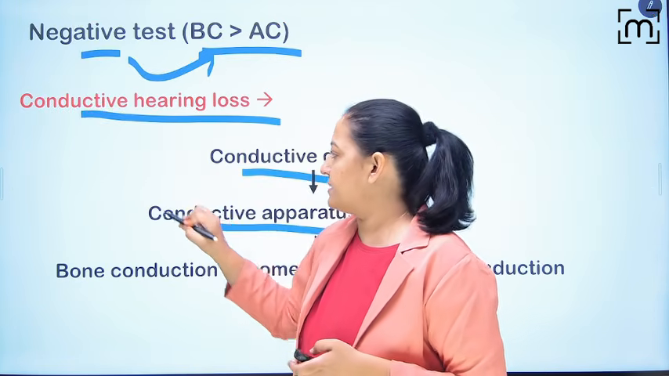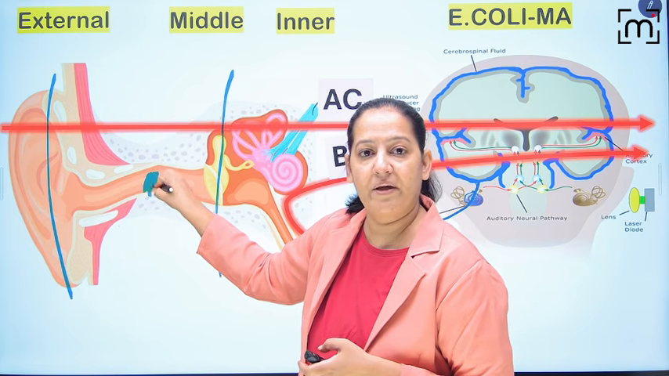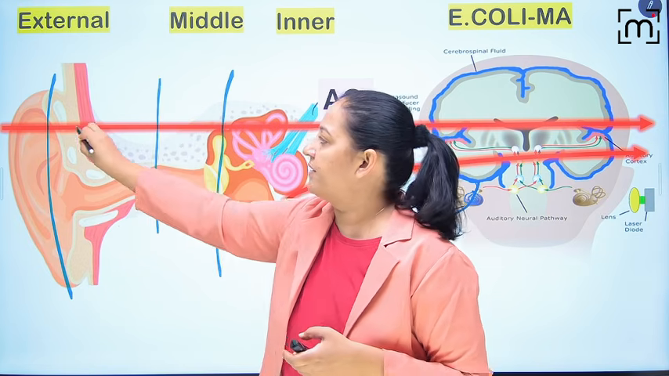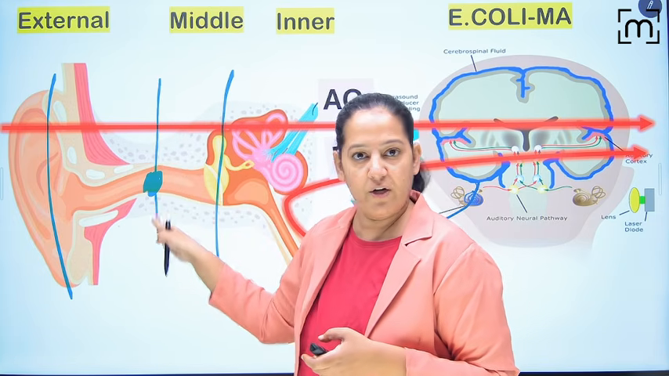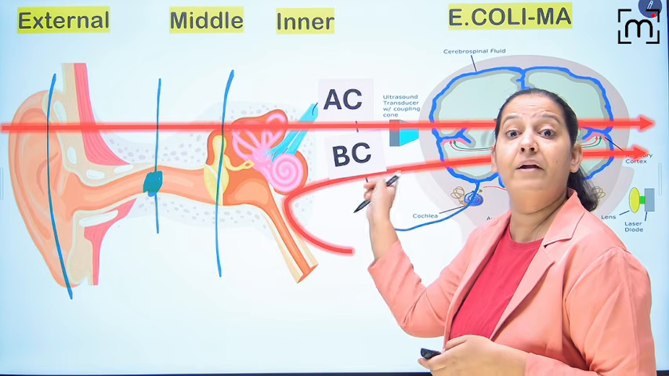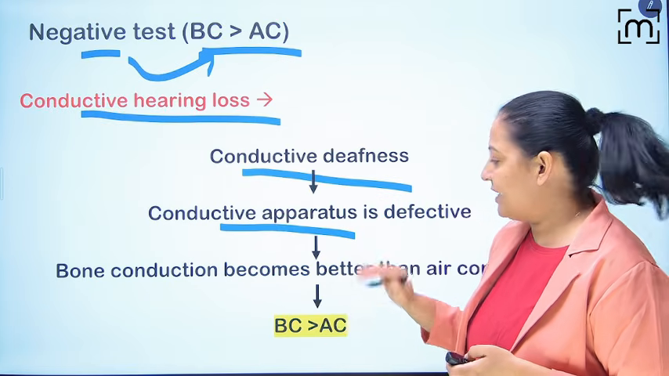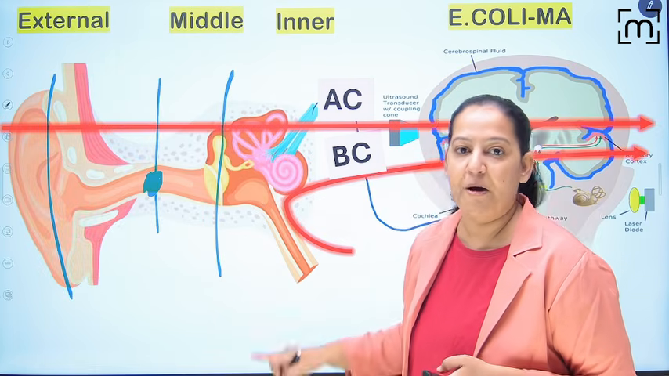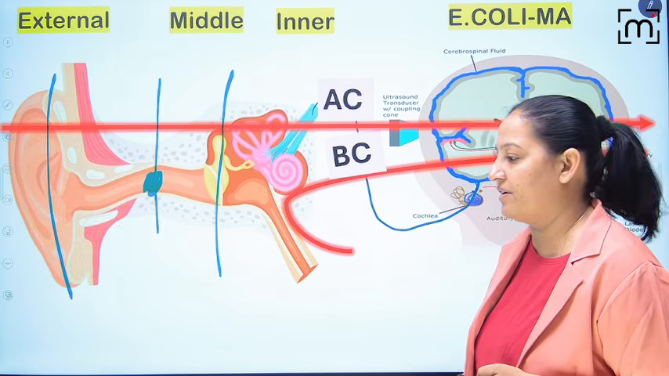Suppose the defect is over here. What will happen? AC will not transmit, no? AC will get obstructed over here, this red line. It is obstructed here only, but BC is going uninterrupted. You can see the pathway. So that's why here BC is greater than AC. Bone conduction is normal, but the conductive pathway is defective, and that's why BC is greater than AC.